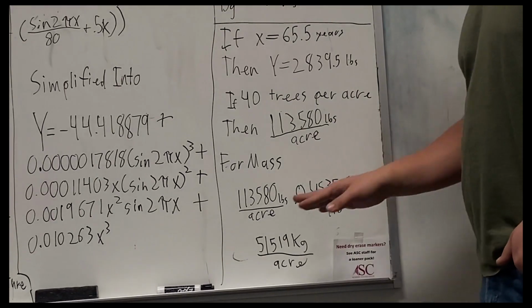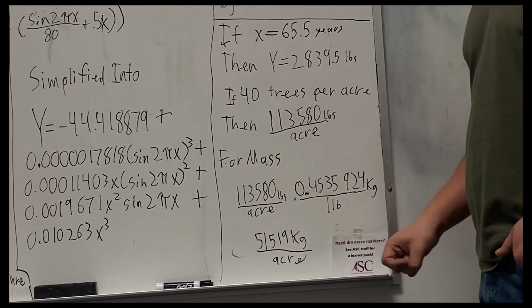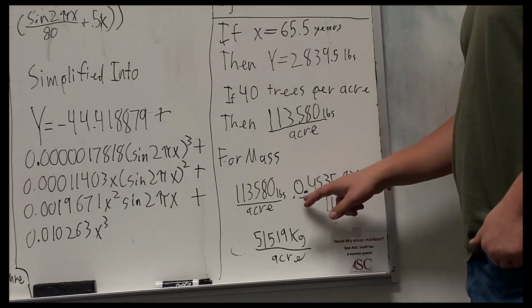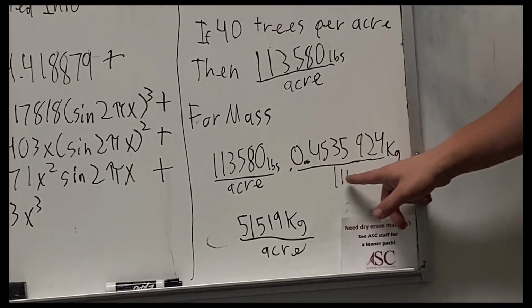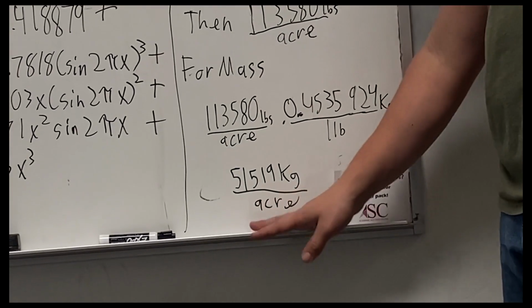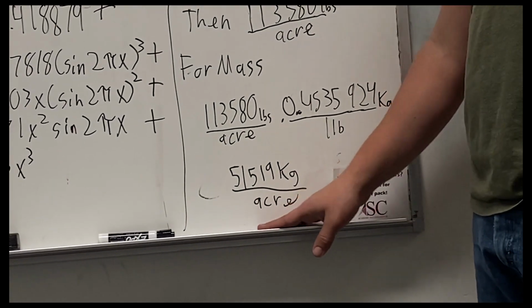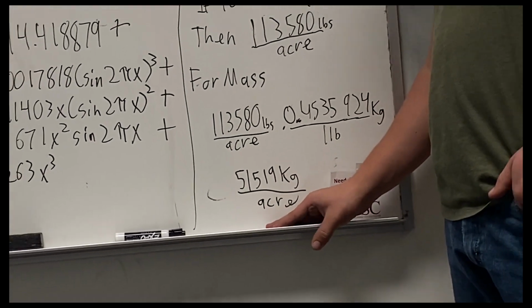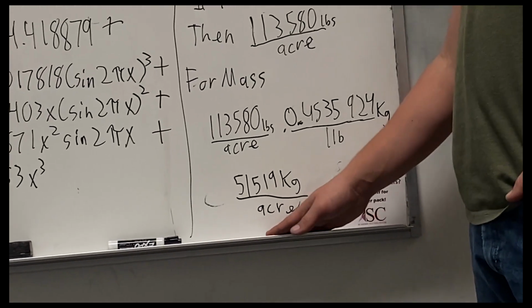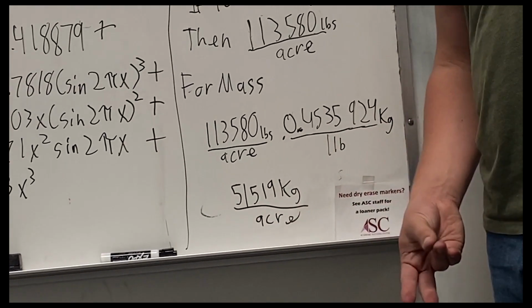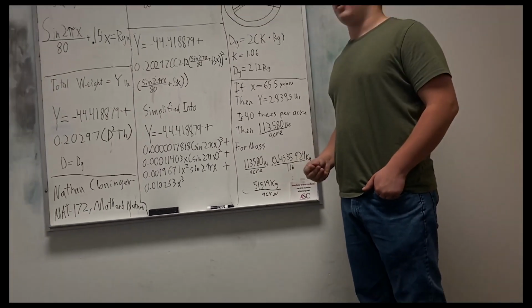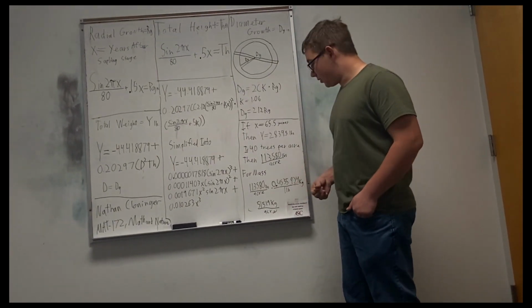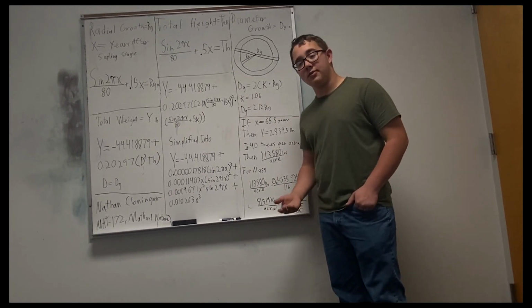And then for the mass, we convert it to kilograms. We get 0.4539 kilograms times that, pounds cancel out, and we get 51,519 kilograms per acre. Now, if you have a forest, you have large amounts of forest, how do you find out the weight, the mass of all that, if you want to know? Well, what you do is you just multiply that by the number of acres in the forest.